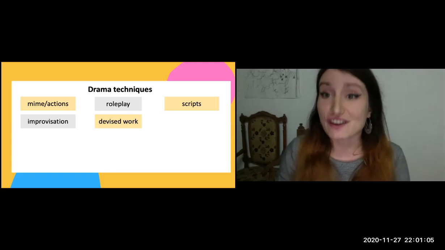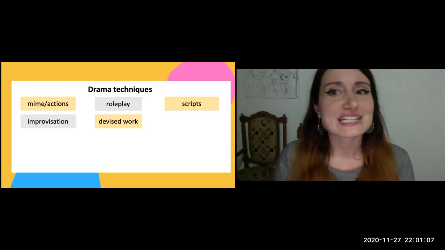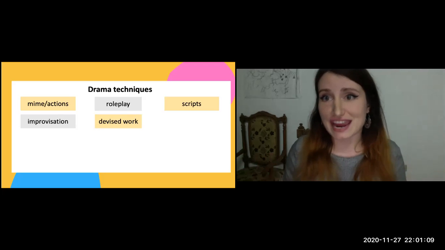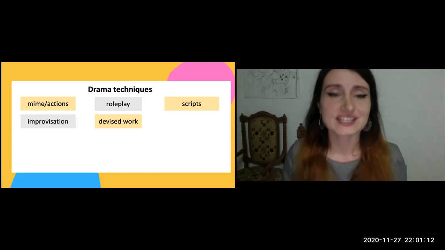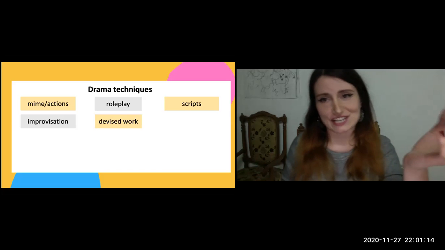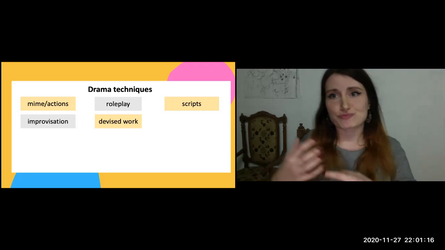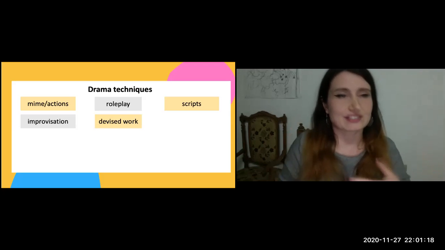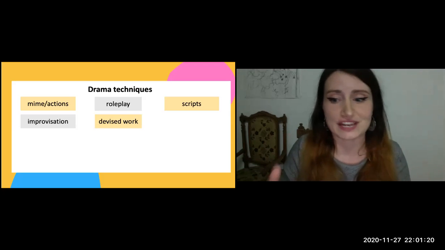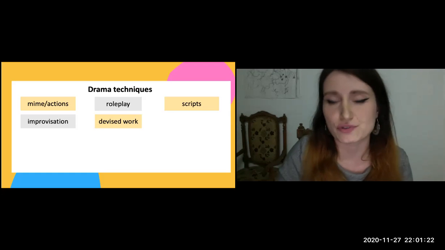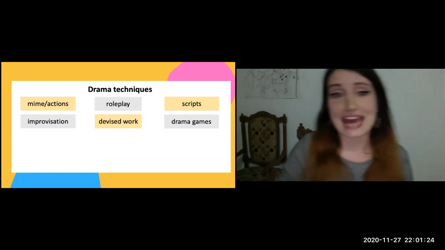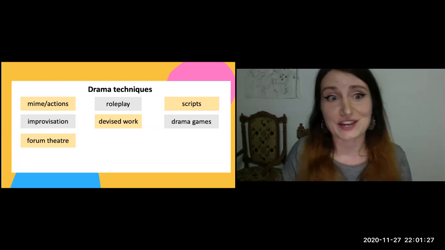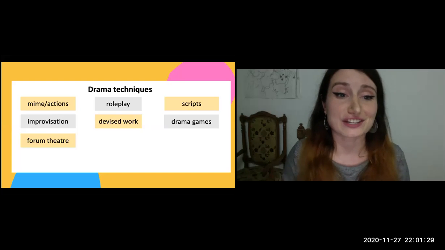We have devised work. Devised work is where the students generate and create something themselves. It might come from improvisation, but they've generally practiced it, thought about it, reflected on it, and changed it. And then usually they perform it. We've got drama games, and forum theatre, which I can't talk about today, but I've included because it's awesome.